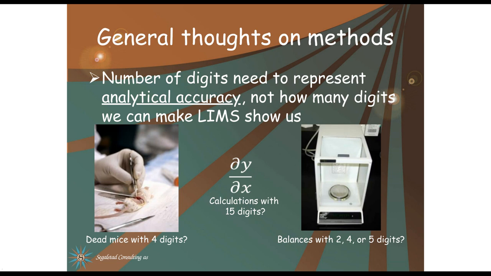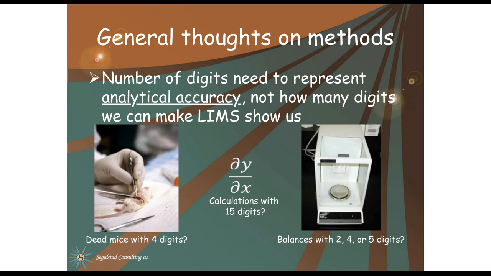I have a few general thoughts regarding methods. When I implemented our new LIMS in 1989 in a pharmaceutical company in Oslo, we had to set the number of digits globally for the whole LIMS system. We chose 5 as that was the maximum that our balances could do. However, it did not make any sense to enter the number of dead mice with 5 digits. 1 digit perhaps, like 1.5 dead mice, 1 dead and 1 half dead, but that was about it.